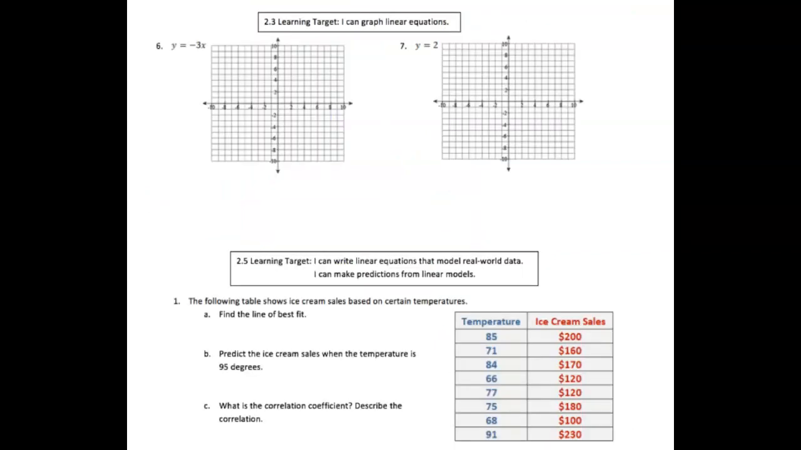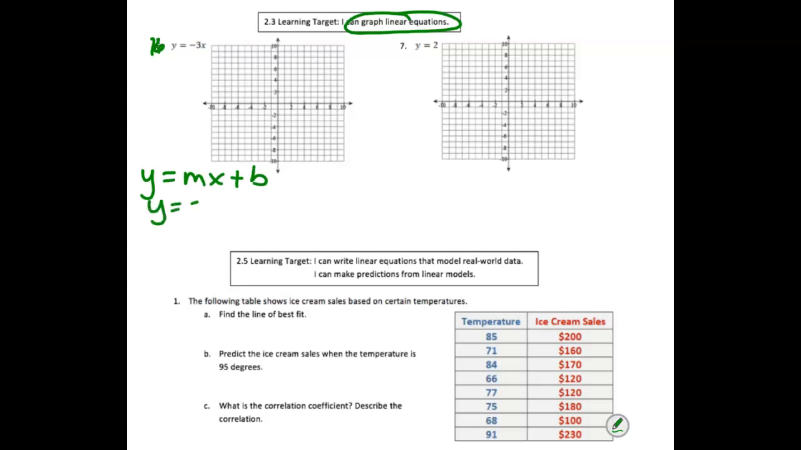All right. Our next question. This is actually question 16. We have y equals negative 3x. We are looking at graphing this line. And since it is in basically slope-intercept form, we can graph it that way. y equals mx plus b.